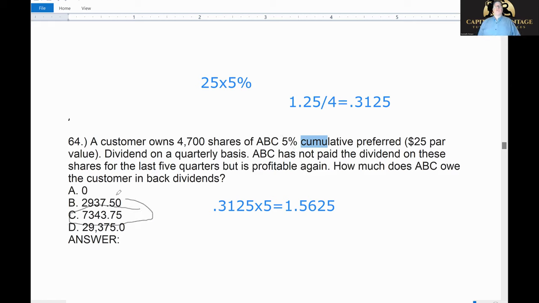I know a lot of you do the same thing with the other kind of question, where you figure out what the previous dividends were, what they're missing, and then add this year's. They didn't ask what this year's was. They just asked how much they had to pay in back dividends. You have to pay attention. If they asked how much they're going to pay this year, you would add $1.56 plus either 31 and a quarter cents or $1.25, depending on when in the year it was. So if they ask what do I have to do to catch up and be current, I'd have to pay the previous ones and this year's quarterly dividend.